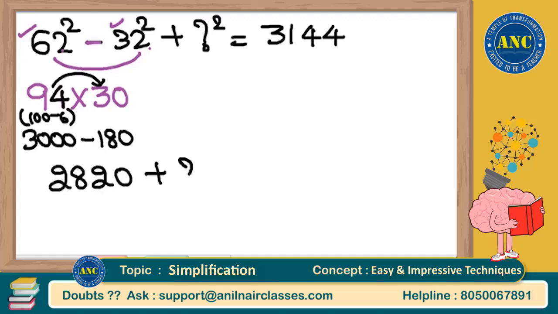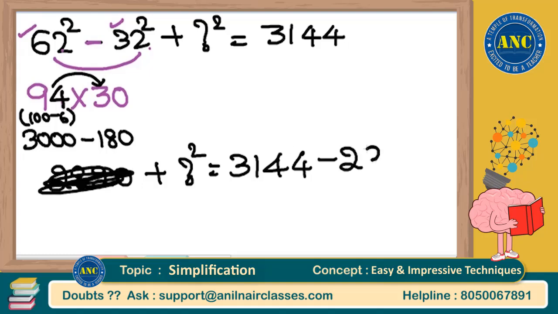2820 plus question mark square is equal to 3144. If I shift it, this will go off here and come to the right hand side as 2820. Now I always want to work with fancy numbers. I want to make 2820 as 2800.